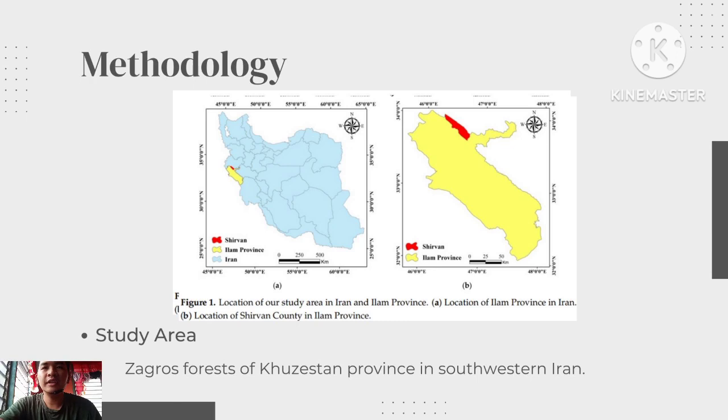Methodology. So here we have our study area located in the Zagros Forest of Khuzestan Province in southwestern Iran. As you can see here in the infographic presentation, the legend colored blue is the representation of the Iran country, and the colored yellow is the province of Iran. Then the red colored one is our study site, the Zagros Forest.